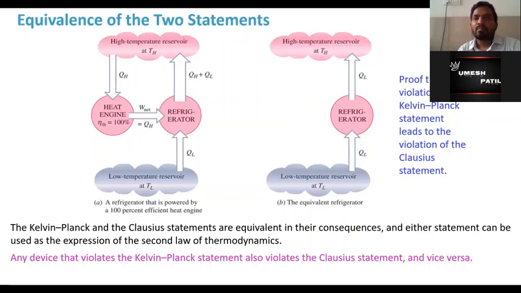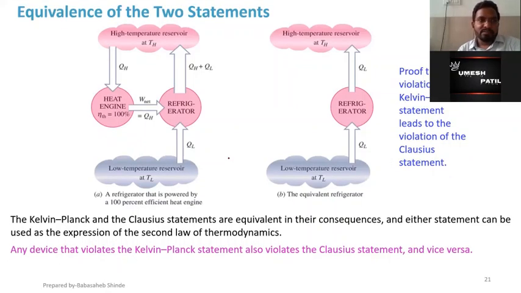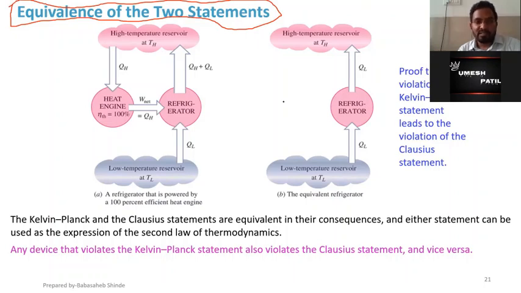Now, there is equivalence between those two statements. Now we are going to prove equivalence between the two statements of the second law. The first one is the Kelvin-Planck statement and the second one is the Clausius statement. So we are going to prove that equivalence. So equivalence means if you violate one of the statements, that leads to violation of the other statement.